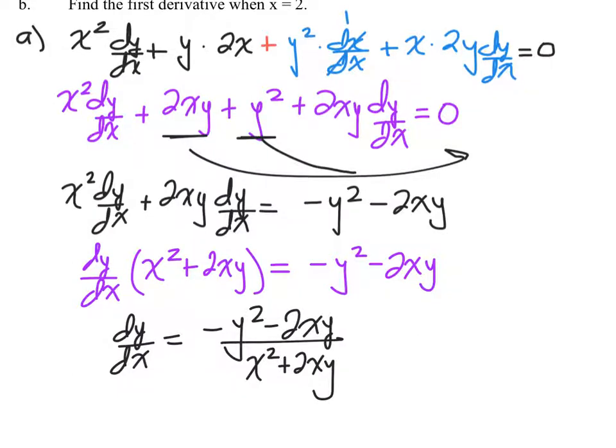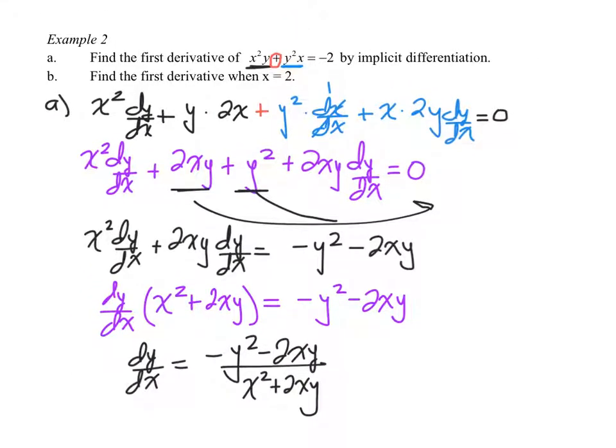And so that's our derivative, and it's not pretty, but it is a derivative. It represents the instantaneous rate of change of this equation. I don't even know if it's a function. I mean, we'll look at that in a minute. For particular values of x and y. Right? Now it says find the first derivative when x is equal to 2.